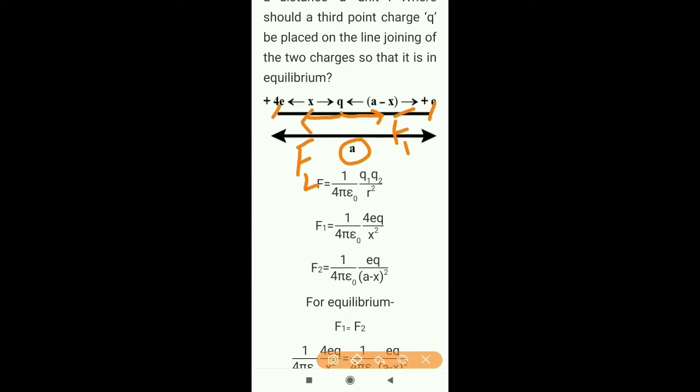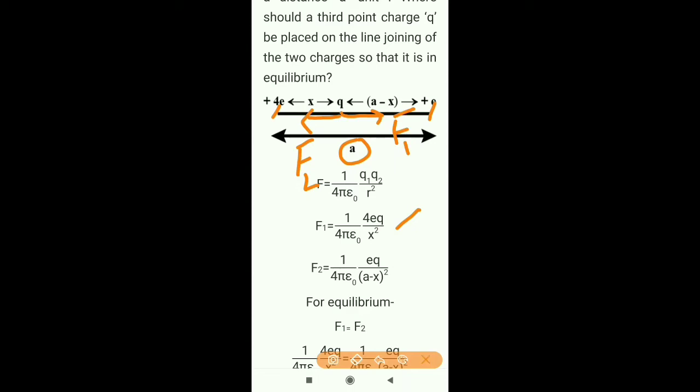So from Coulomb's law, F is equal to 1 upon 4 pi epsilon naught q1 q2 by r square, what is the value of F1? F1 is the force acting between the charges 4e and q. So here q1 is 4e and q2 is q. So F1 is equal to 1 upon 4 pi epsilon naught into 4eq upon x square, because the separation is x. And what is F2? F2 is the force acting between e and q. So F2 is 1 upon 4 pi epsilon naught into eq upon (a - x) whole square.